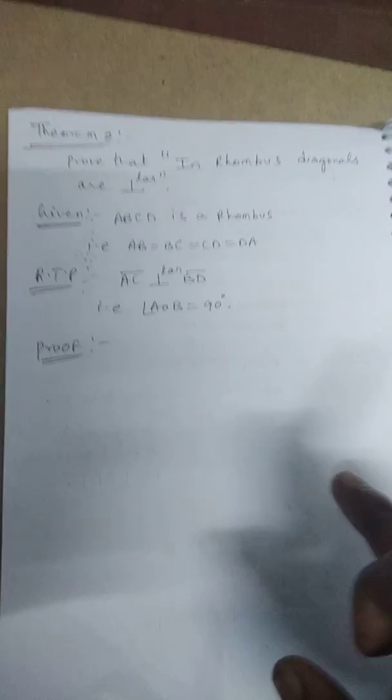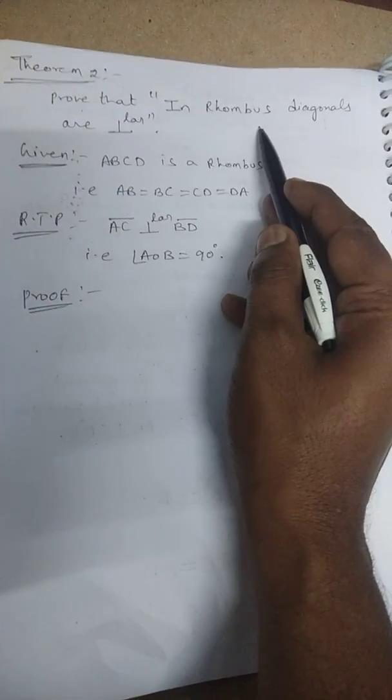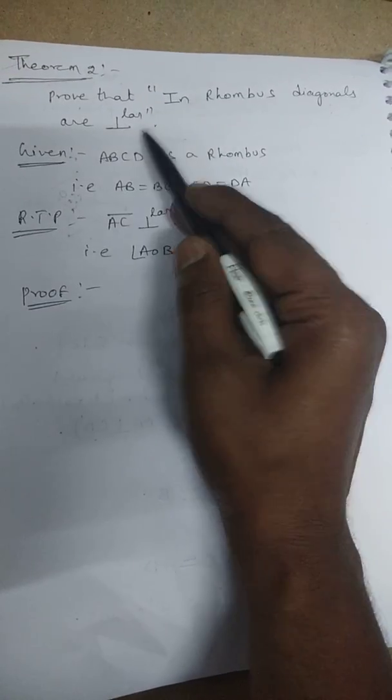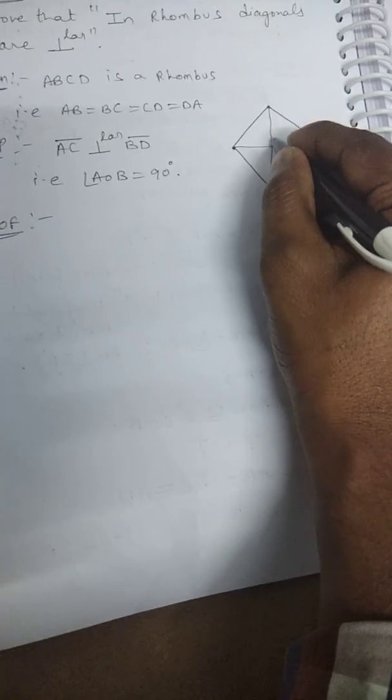Next theorem. So the last theorem of rhombus, and the last theorem related to parallelograms, will be completed. So this is the last theorem of rhombus. Prove that in a rhombus diagonals are perpendicular. We should prove that diagonals are perpendicular. That means we have to prove that if this is a rhombus, the diagonals are perpendicular, that is, this angle is 90 degrees.